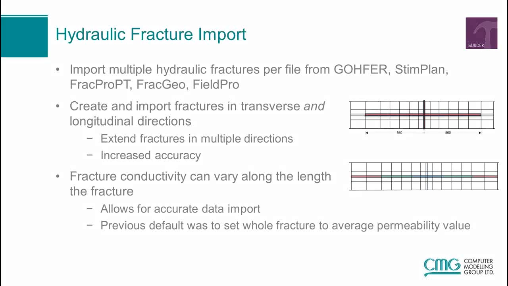Also, the fracture conductivity can vary along the length and the height of the fracture. And this allows for, of course, more accurate data import, and it's different than the previous default, which was to set the fracture to an average perm value instead on the importation. And we'd have to go in after the fact and create a gradient ourselves. This way, the gradient for the conductivity can be directly brought in.